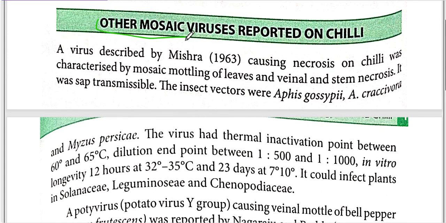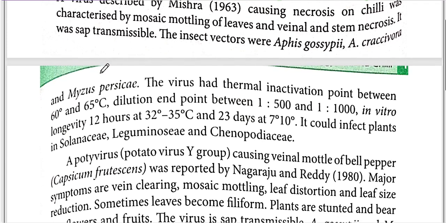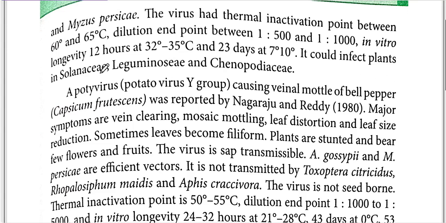Now we discuss other mosaic viruses reported on chilli. A virus described by Misra 1963 causing necrosis on chilli was characterized by mosaic mottling of leaves and vein and stem necrosis. It was sap transmissible. The insect vectors were Aphis gossypii, Aphis craccivora, and Myzus persicae.